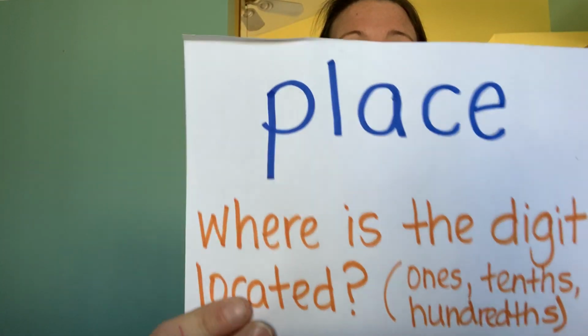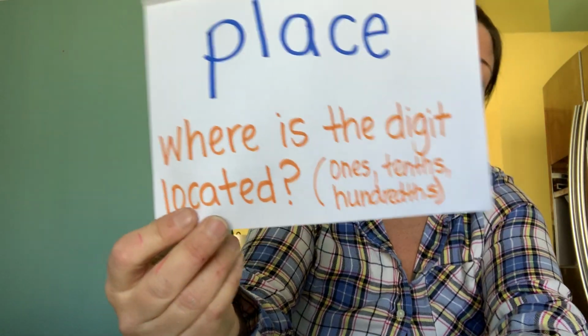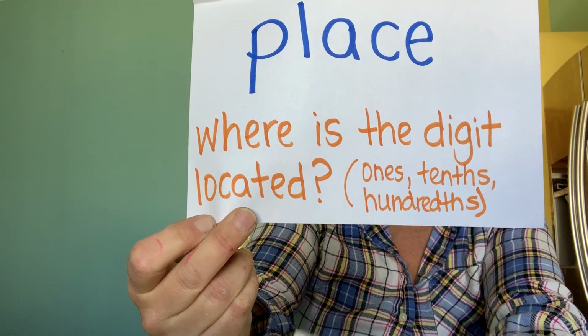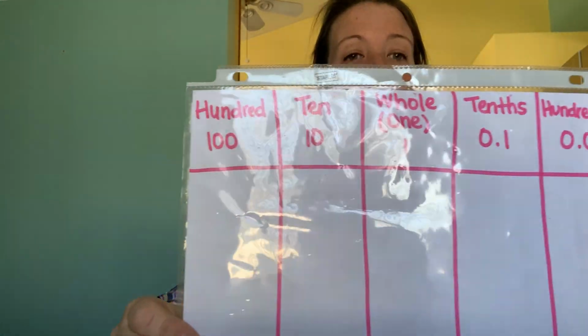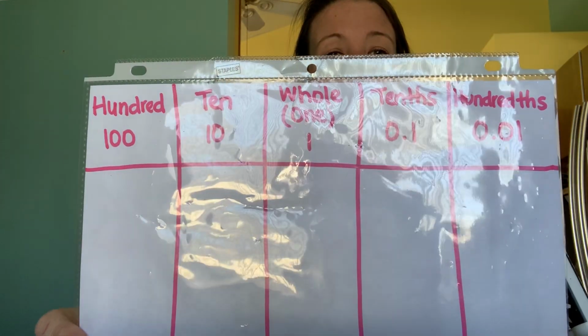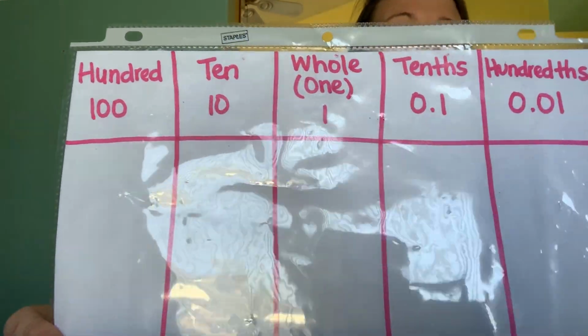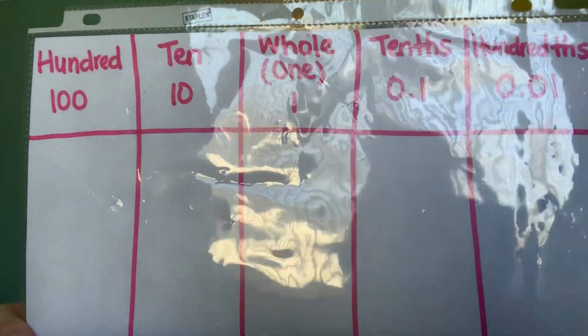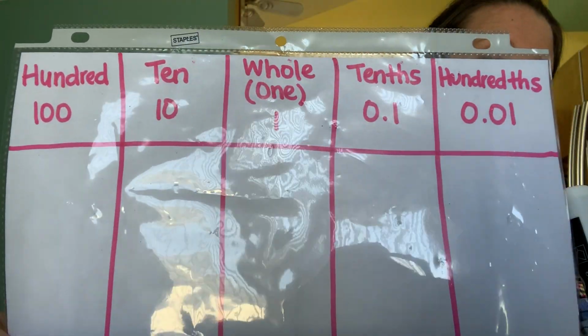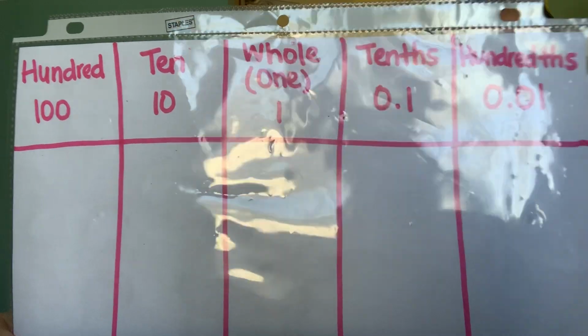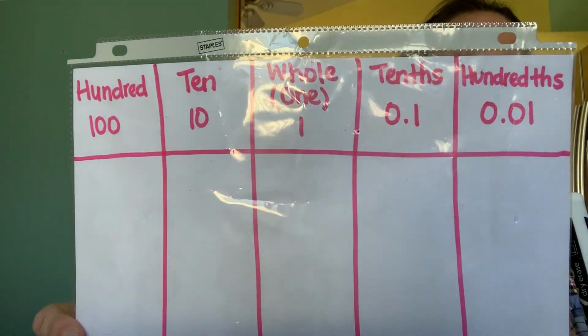Okay. Now digits are found in a place. They have locations, okay? So place is our next vocabulary. And the place is where the digit is located. So think of your place value chart. So now that you're in decimals, these are the place values you're going to be thinking of most often, okay? The hundreds place, the tens place, the ones place, which we also refer to as the whole, the tenths place, and the hundredths place.